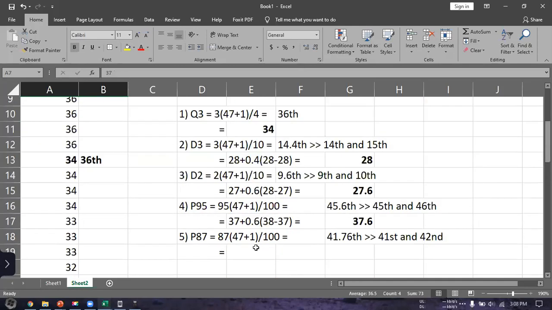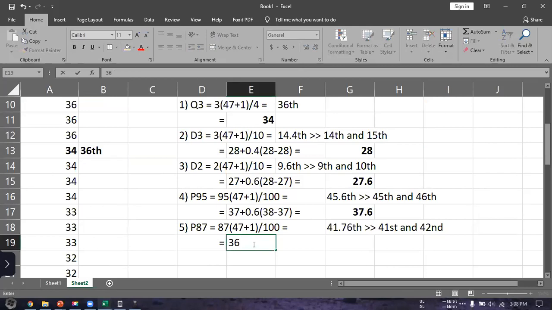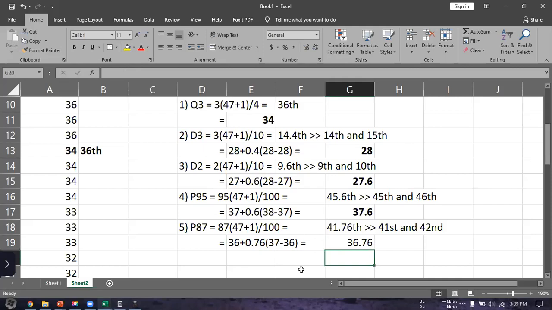36 and 37. So 36 plus 0.76 of the difference between the 42nd and the 41st. We have 36.76. Bakit may 76? Ewan ko, sino nagbigay ng 76?